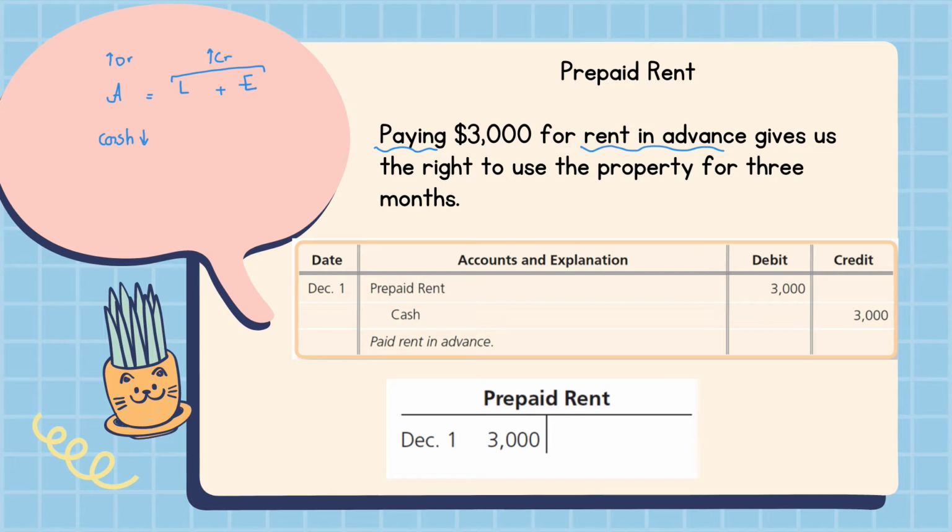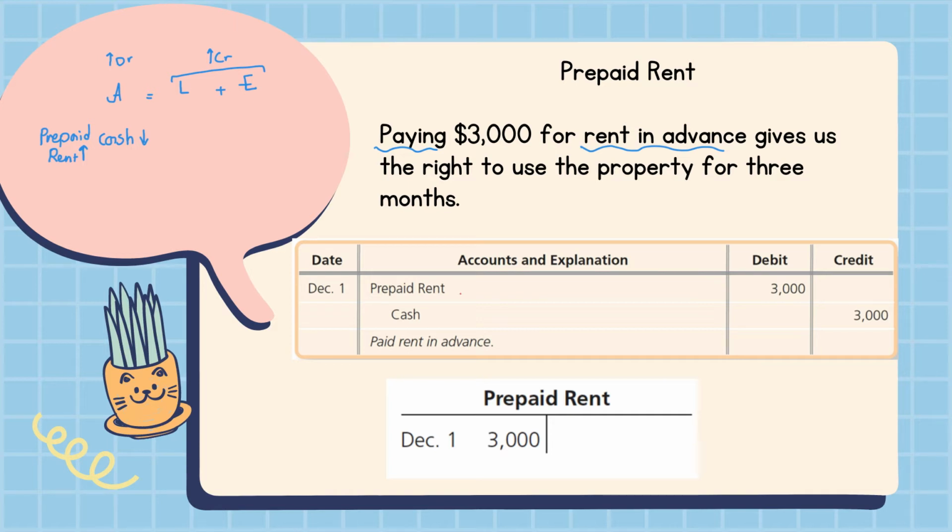For rent in advance, so I paid in advance. It means I did not use the property yet, so it's going to be a prepaid account. So also under assets. So we're going to have a second account called prepaid rent, and it has increased because I did not use the property yet. Okay, so both accounts are assets. The one that increased, which is prepaid rent, is gonna go to the debit side because assets increase on the debit side. So prepaid rent will go to the debit side while cash has decreased, so it's gonna go to the credit side.